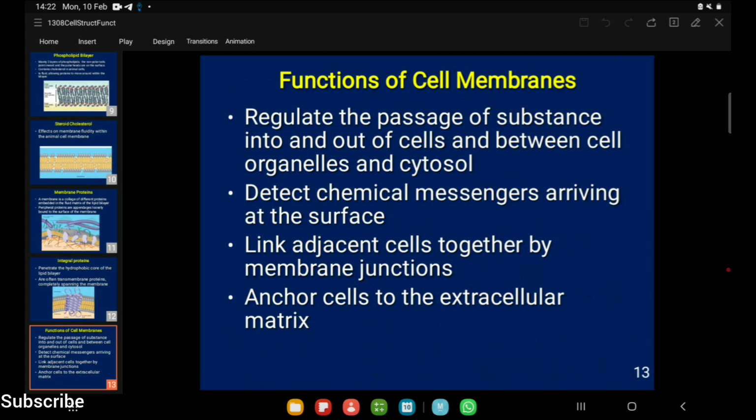And the question is, what is the function of the cell membrane? It regulates the passage of substances into and out of the cells and between cells, organelles, and cytosol. It detects chemical messengers arriving at the surface. It helps in linking adjacent cells together by membrane junctions and anchors cells to the extracellular matrix.